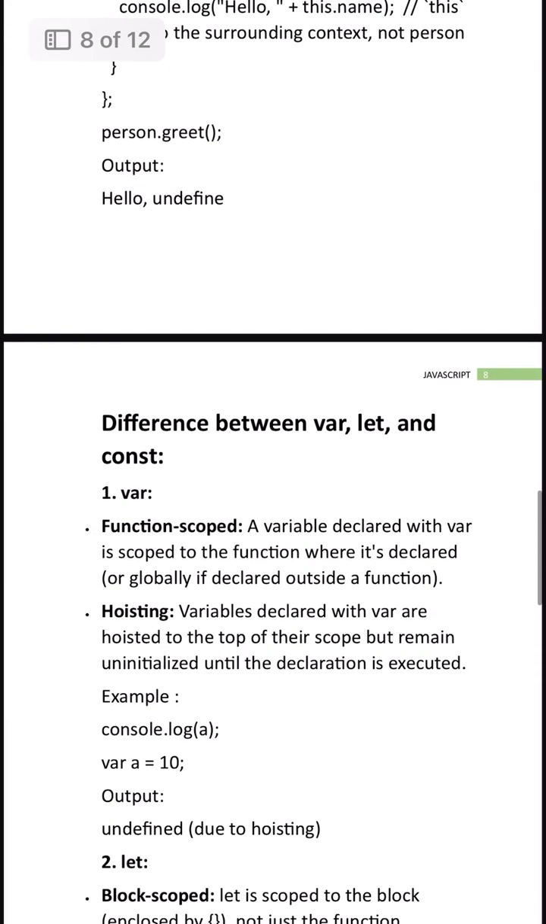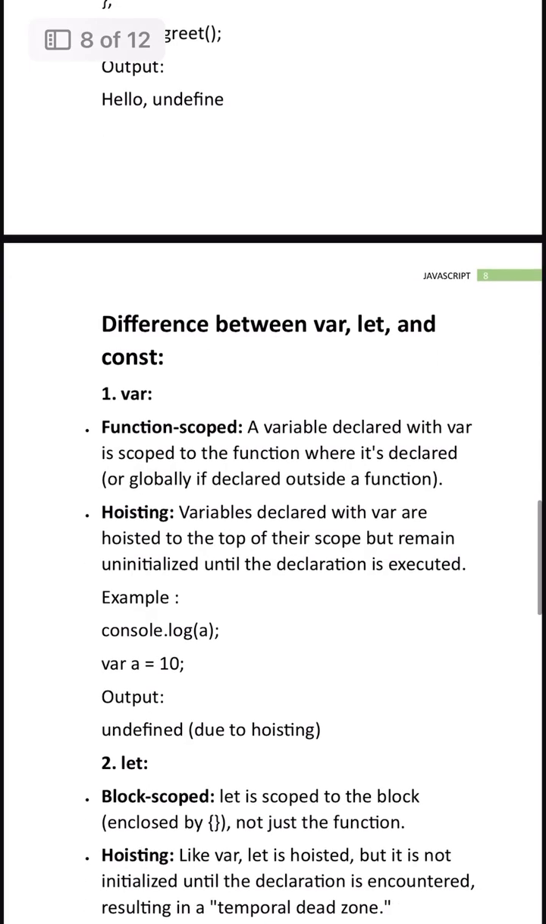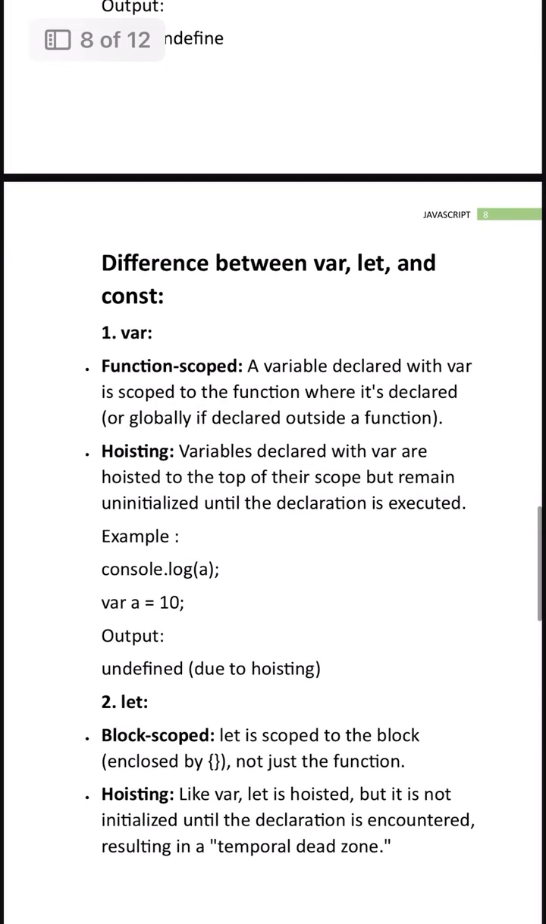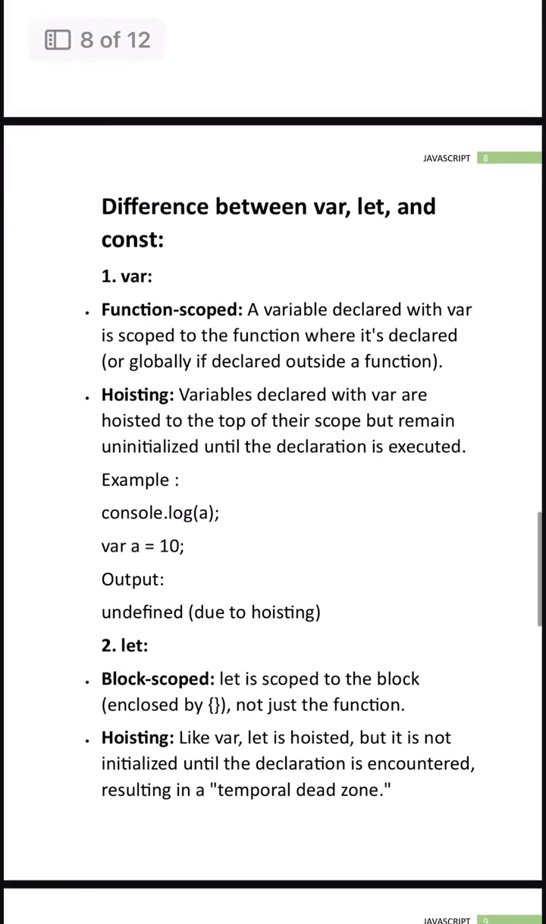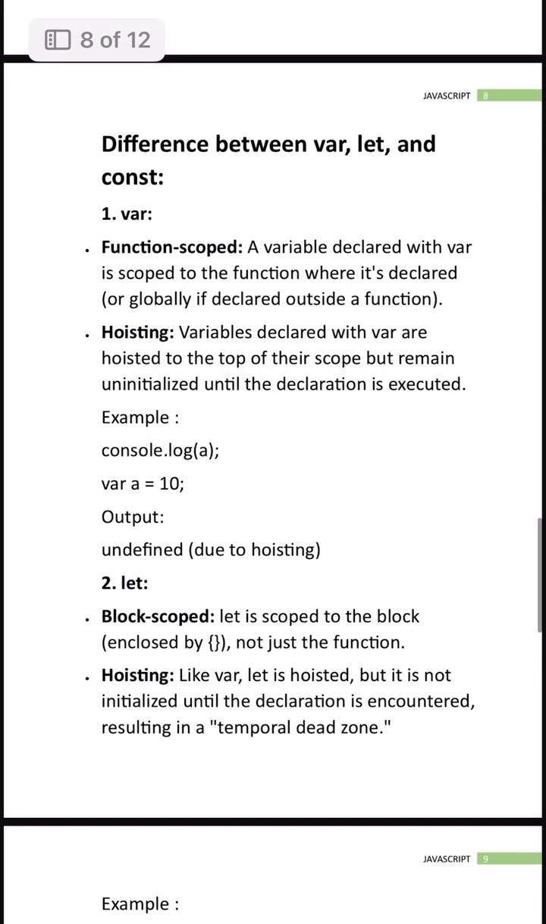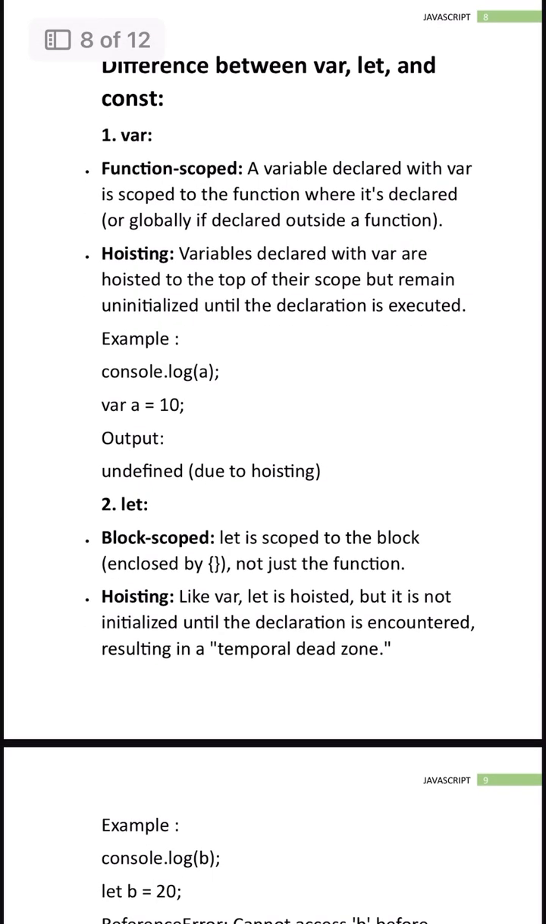Difference between var, let, and const. Var. Function scoped. A variable declared with var is scoped to the function where it is declared, or globally if declared outside a function. Hoisting. Variables declared with var are hoisted to the top of their scope but remain uninitialized until the declaration is executed. Here you can see the example of var.